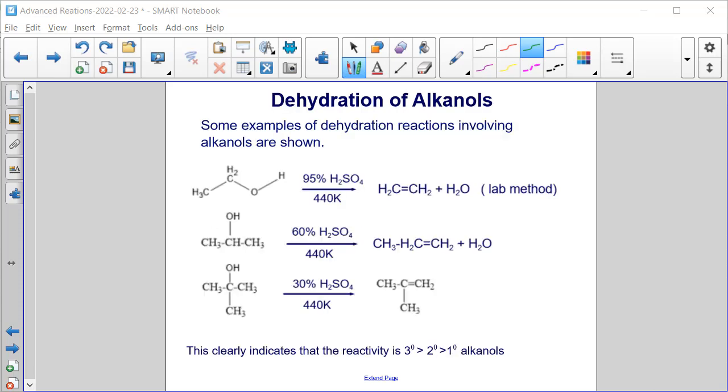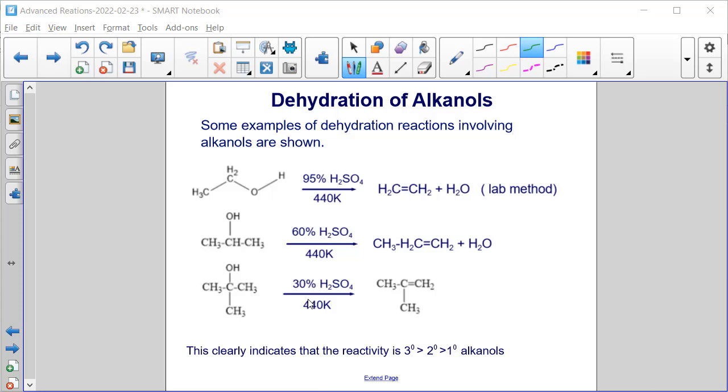Here are some examples of dehydration reactions involving alkanols. So we have a primary alkanol here, a secondary alkanol here, and a tertiary alkanol here. In this case, the temperatures are all constant, 440 Kelvin, but we have 95% H2SO4 in the case of the primary alkanol to dehydrate and form the alkene.